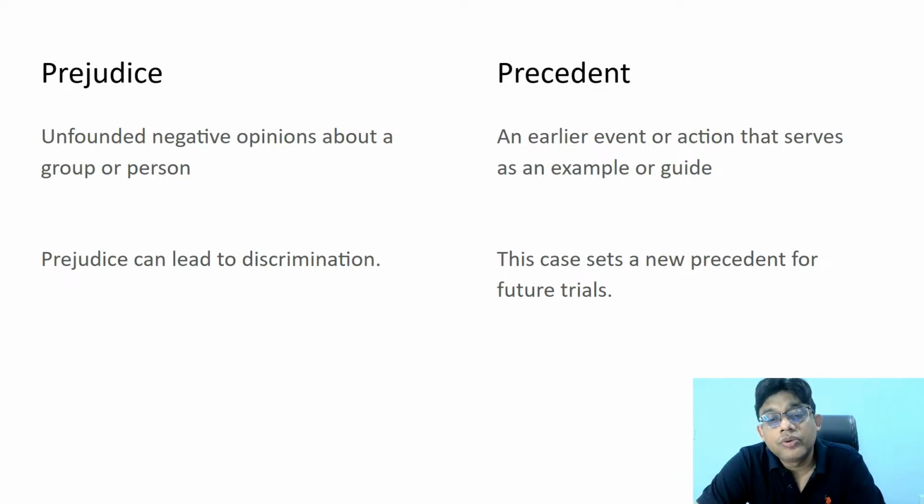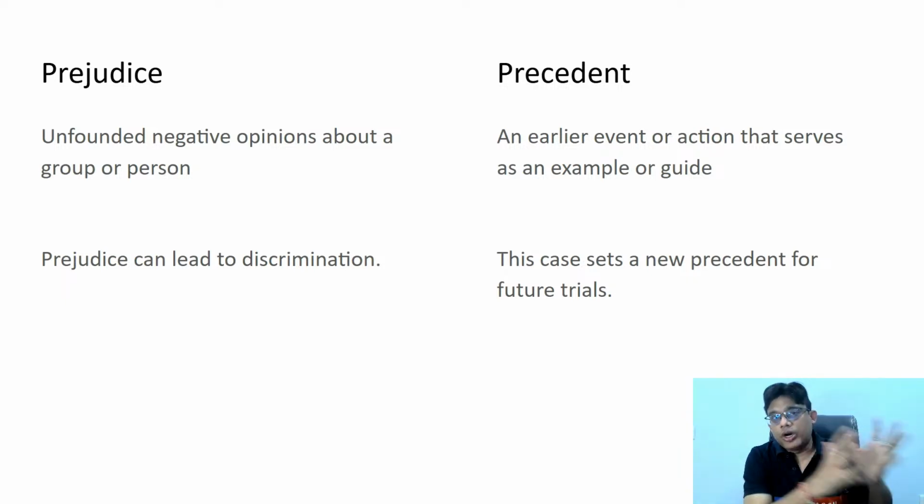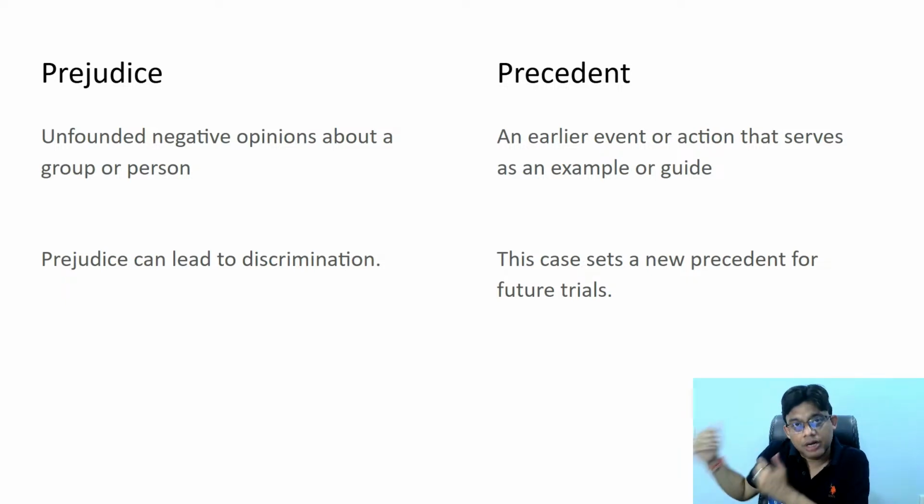Prejudice can lead to discrimination. So what happens when you have a prejudiced feeling? It will lead to discrimination. It means you will avoid that person, or you will ask other people to avoid that person, so that will create discrimination. So having a prejudiced thought process is not a good thing, right? You should not be prejudiced towards anyone else.